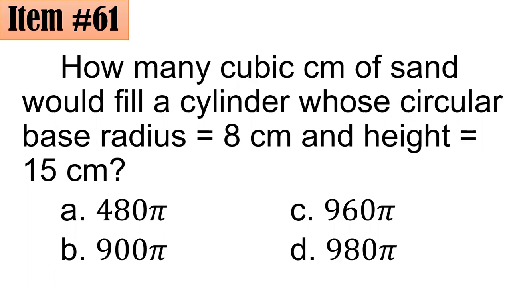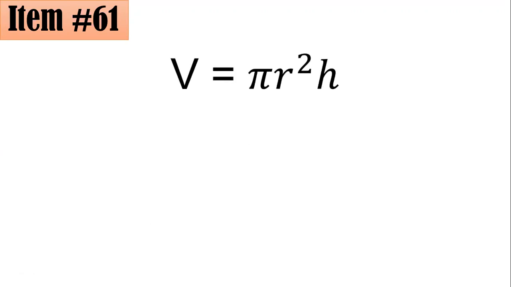How many cubic centimeters of sand would fill a cylinder whose circular base radius is 8 cm and height is 15 cm? Did you go for 480 pi, 900 pi, 960 pi, or 980 pi? Let's see po. So to those who commented, many of you answered letter C. And I do agree with Ma'am Judy that this problem is actually asking for the volume of your cylinder. And the volume of the cylinder could be taken by using the formula V equals pi r squared H, where V is the volume, pi is a constant which is approximately equal to 3.14. But for now, we will be using the exact value of pi. R is the radius and H is the height here.